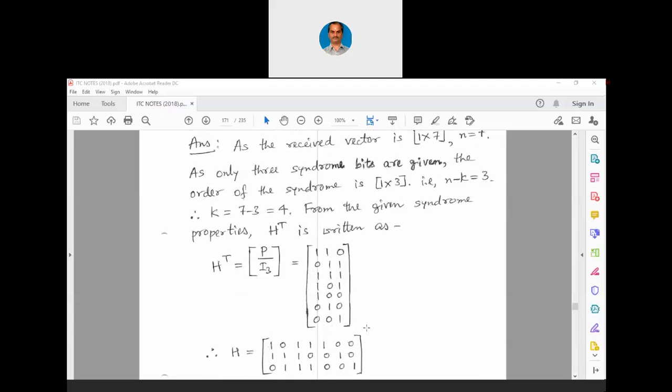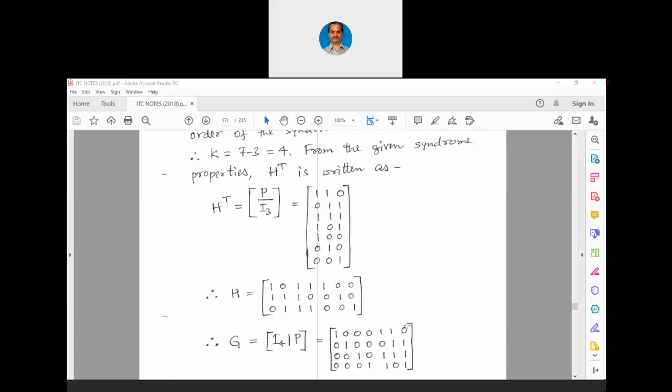We can write H now, which will contain the transpose of the parity. That is 1 0 1 1, 1 1 1 0, 0 1 1 1. So the parity matrix is transposed here. Then we have another identity matrix, that is 1 0 0, 0 1 0, 0 0 1. We have this Hamming matrix now.